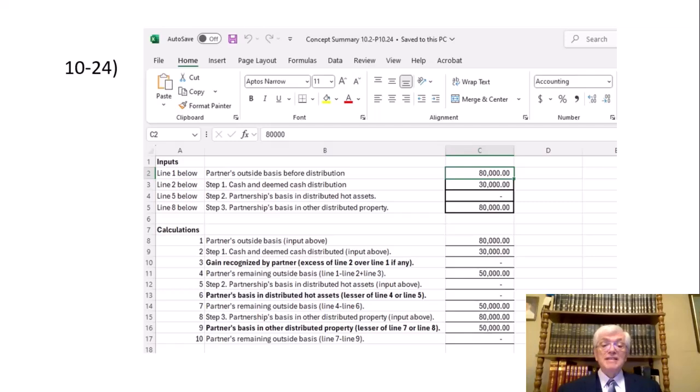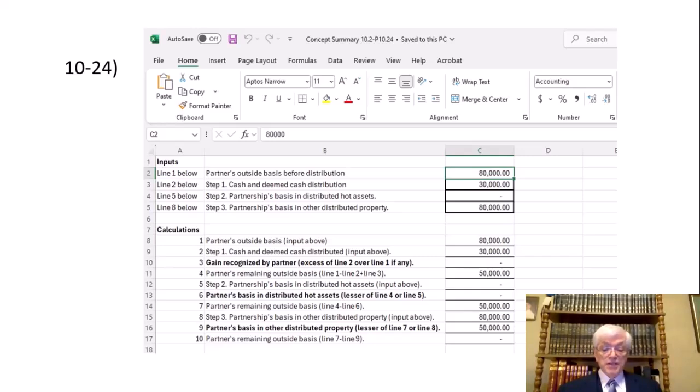And the partnership's basis in the other distributed property is $80,000. Well, you can't subtract $80,000 from the partner's remaining outside basis. So the partner's basis in that other distributed property is going to be only $50,000, even though the partnership's basis was $80,000. That reduces Terry's basis in her partnership interest to 0. Even though she's still a full participating partner, her basis has become 0 because of the distributions that she has taken.